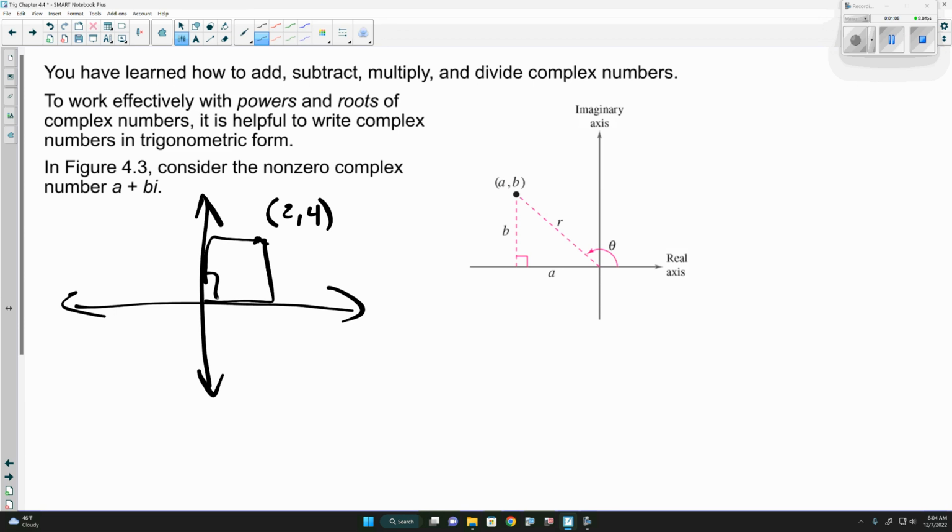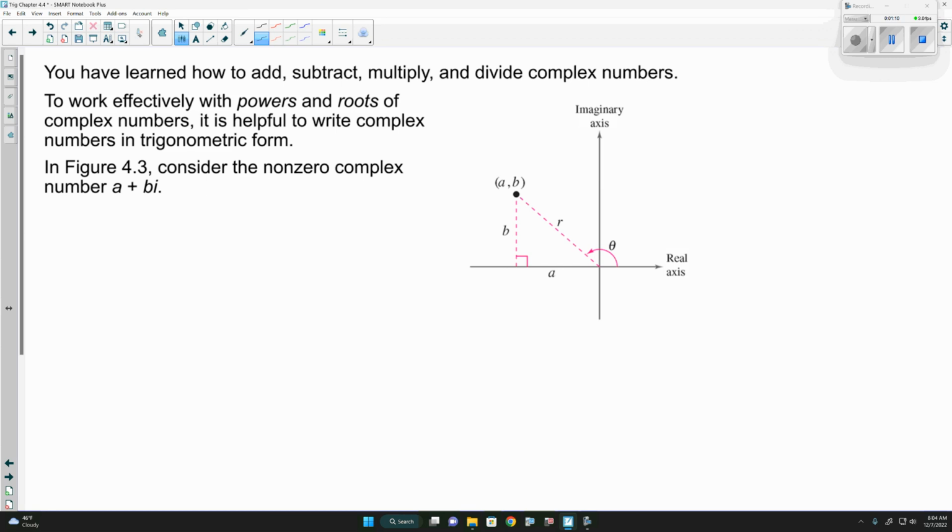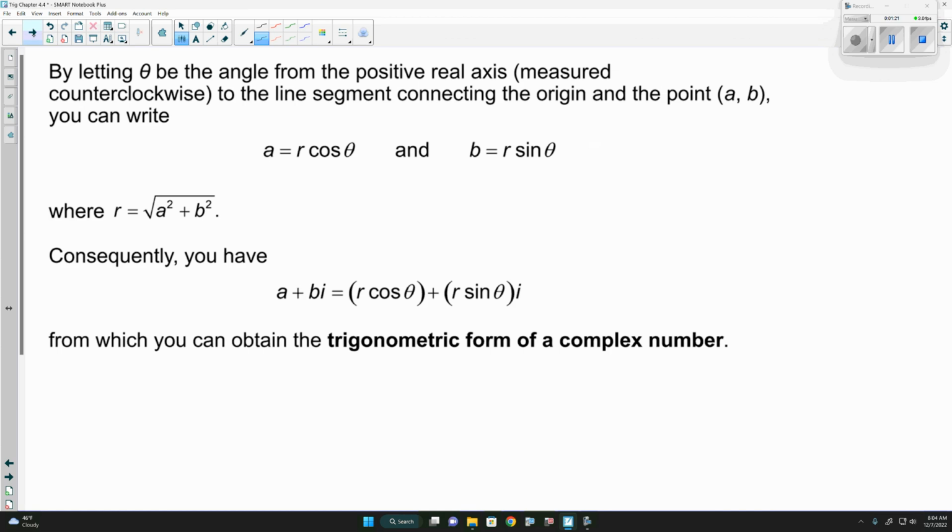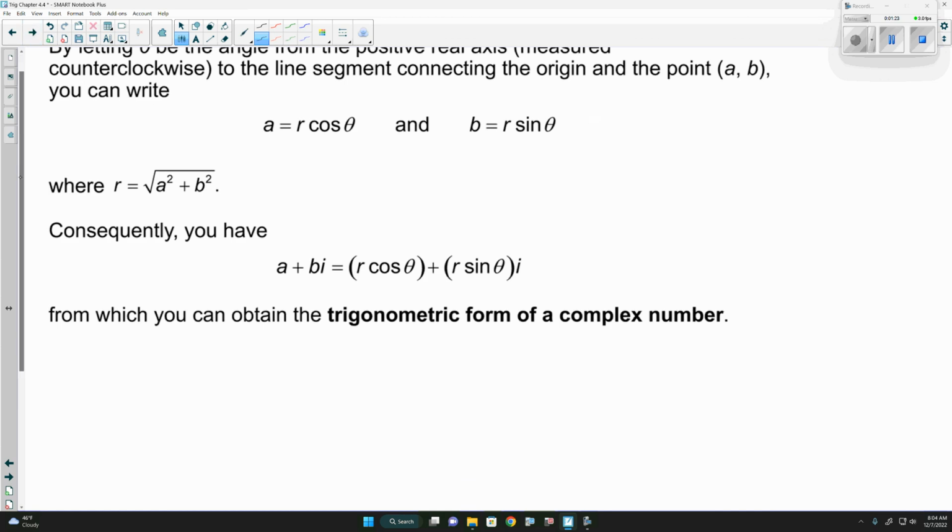Polar coordinates are going to be dealing with a radius and an angle. So we're going to be dealing with sine and cosine. Now to get there, we have our two parts a and b, and it's going to be dealing with r cosine and r sine. We can also say that this is r times cosine of theta plus i sine of theta.